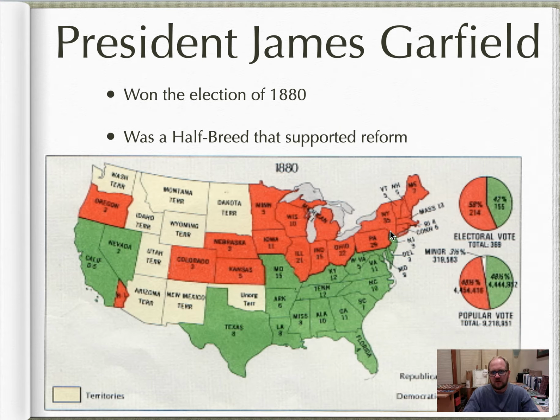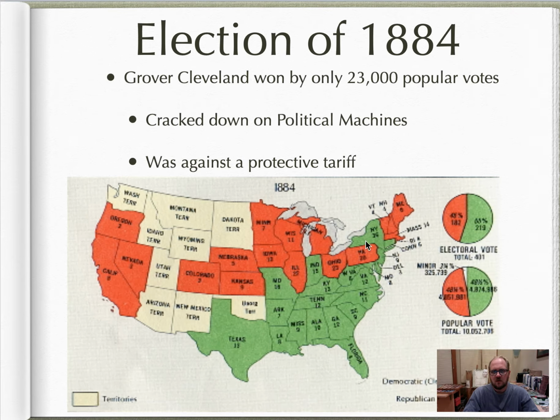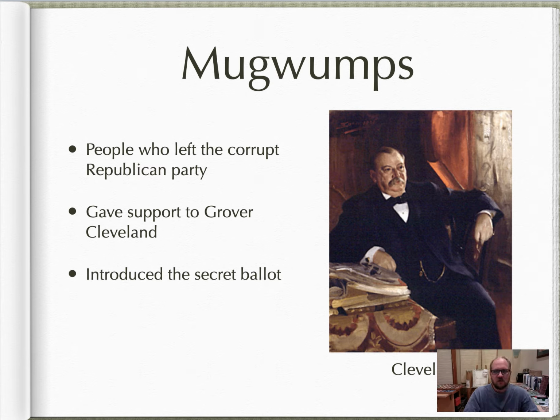So that was going to be this big state that will be flip-flopped, if you see, which Garfield won in 80, and then in 84, Cleveland will win New York. So that's going to be one of those swing states that flip-flops back and forth in these elections in many cases. And the supporters of Cleveland were called mugwumps. These are people that had left the Republican Party to side with the reformist Cleveland, who promised to bring in government reform. And one thing he did do, he did bring in a secret ballot, which will allow for more secrecy when it comes to casting your ballot.